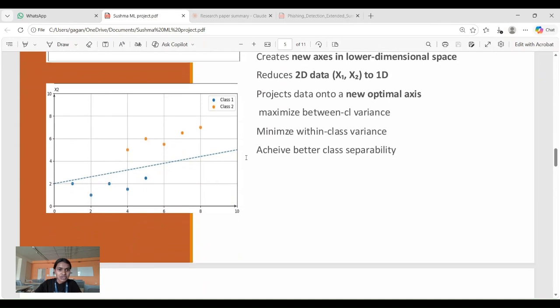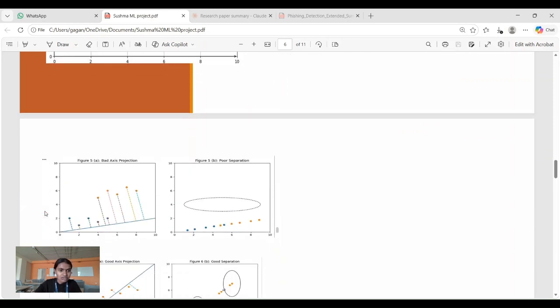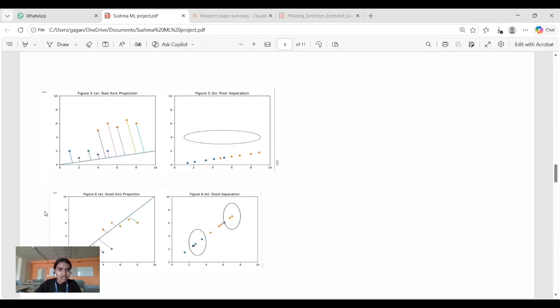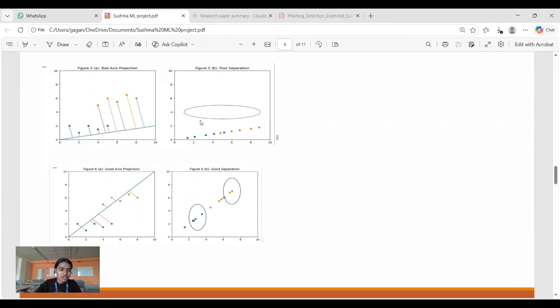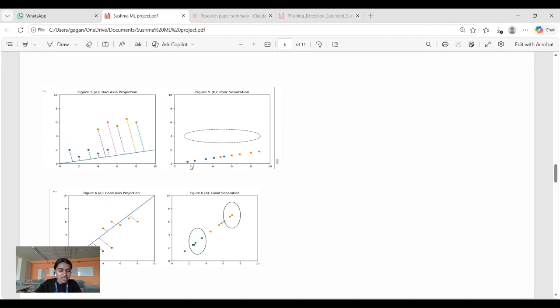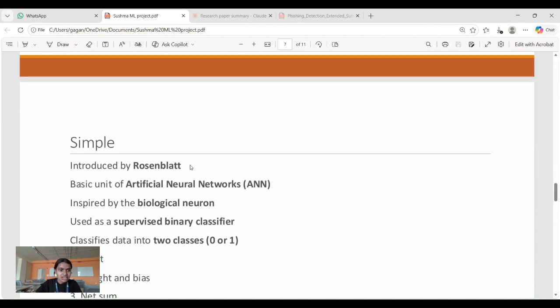So we have an example showing class 1 and class 2, with values 0, 2, 4, 6, 7, 2, 8. We are considering a 2 by 4 example. Let's look at the figure: a bad axis projection gives poor separation, and a good axis projection gives good separation. The separation is clear and simple.